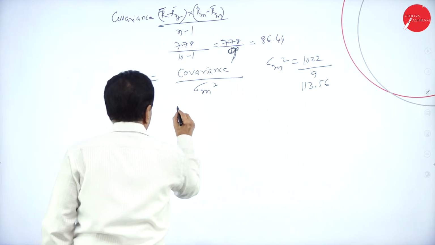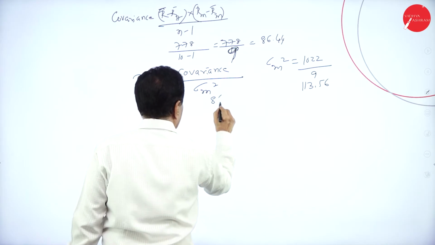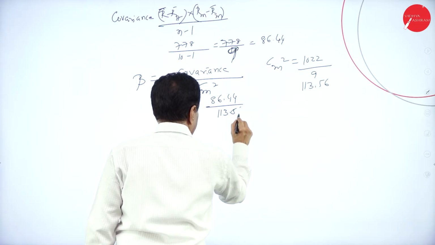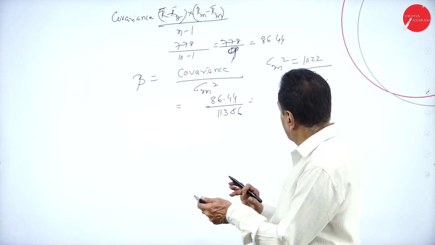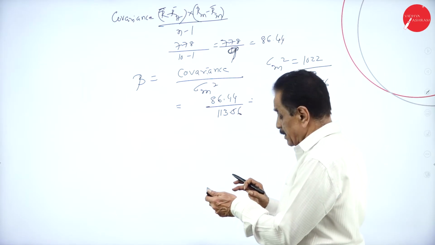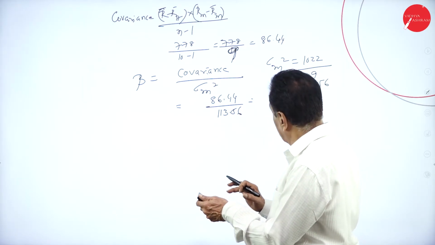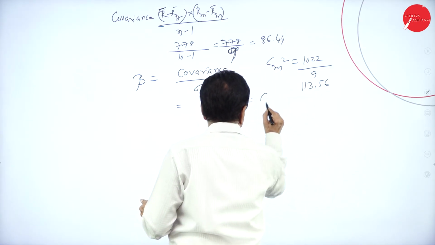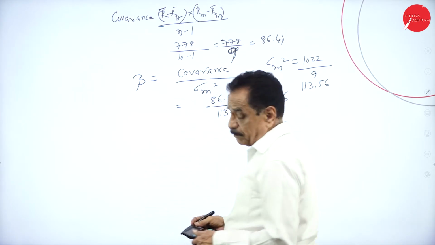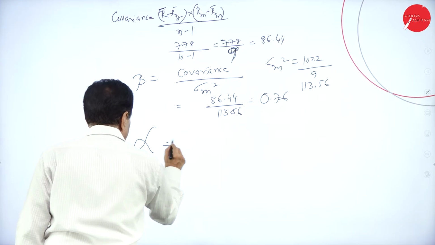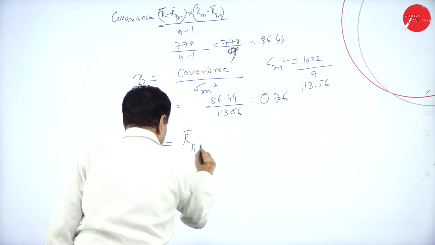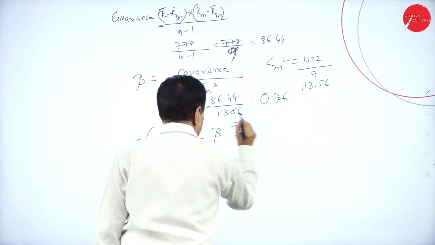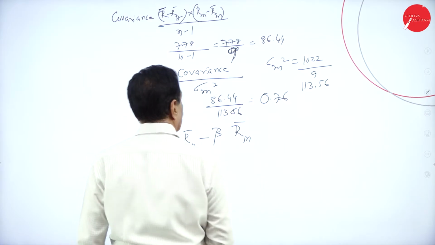Now, what's your covariance? 86.44 divided by 113.56 is 0.76. That is the beta. Alpha is equal to R mean of stock A minus beta times R mean of the market portfolio.